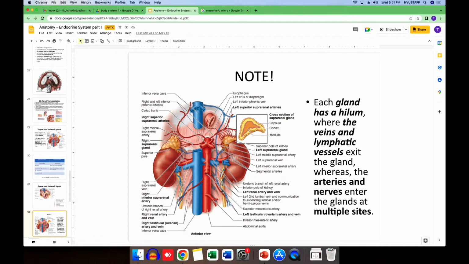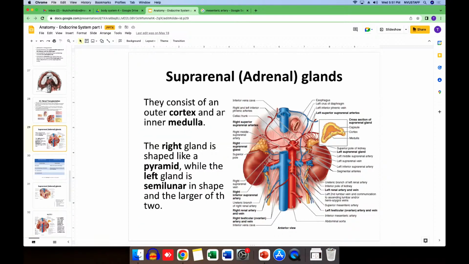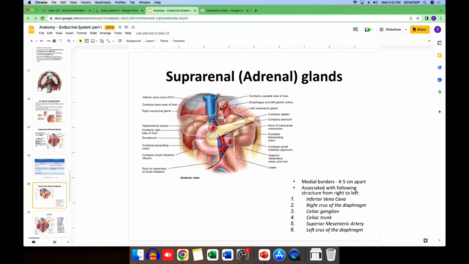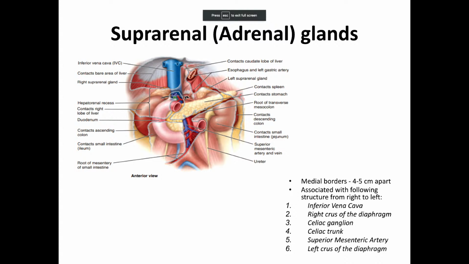So we all got where the superior mesenteric artery is coming from, right? So naming these structures, we need to name, starting here, inferior vena cava, we know it's this one here. Right crus of the diaphragm, like the diaphragm crosses here. We can't see it really.